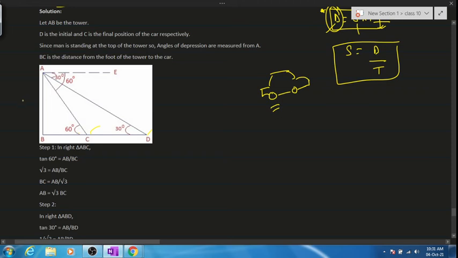So in this triangle, the smaller one, tan 60 will be equal to AB by BC. We'll be getting the first equation. Please confirm, AB is equal to root 3 BC. Confirm if this side is root 3 BC.